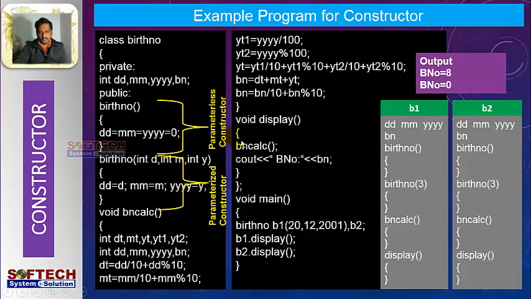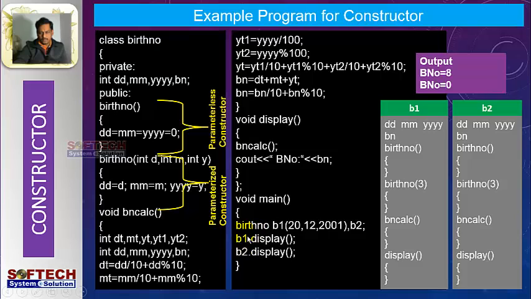The fourth method is display. The display function calls the pn calculate function. So after calling this function, we get the output from bn, declared as output, that is bn.